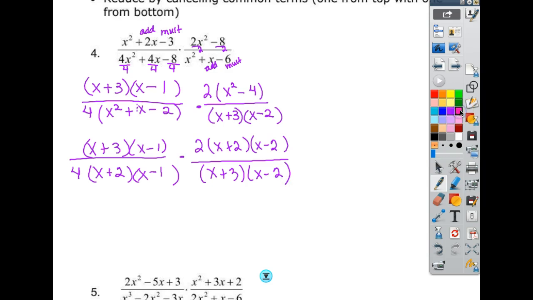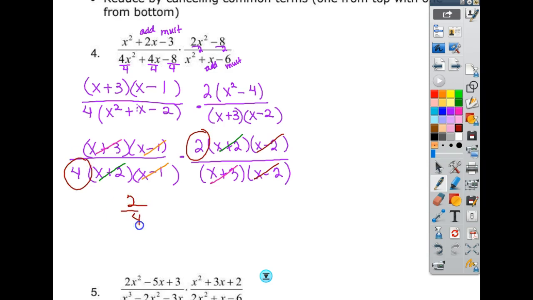Fun time comes. Start canceling out. I have an x plus 3 that cancels. We have an x minus 1 that cancels. We have an x plus 2 that cancels. Whoa, we have a lot of canceling. And we have an x minus 2 that cancels. What's left?